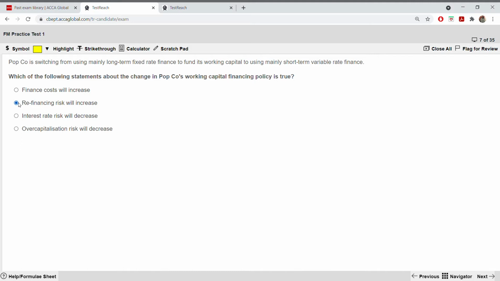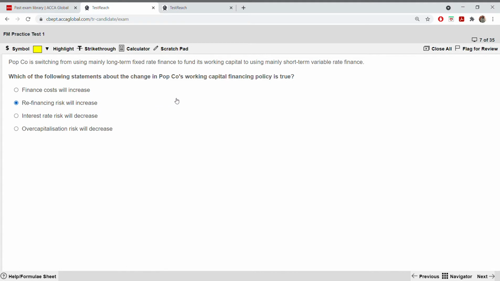Let's eliminate the wrong ones. Interest rate risk will not decrease. How can you say it will increase? It could either decrease or increase; you cannot know from fixed to variable if you change. Overcapitalization risk will decrease? You don't know whether it will decrease or not, so it's not true. Finance cost will increase? You cannot say whether finance cost will increase or not. Sometimes it might decrease also. But refinancing risk will definitely increase.